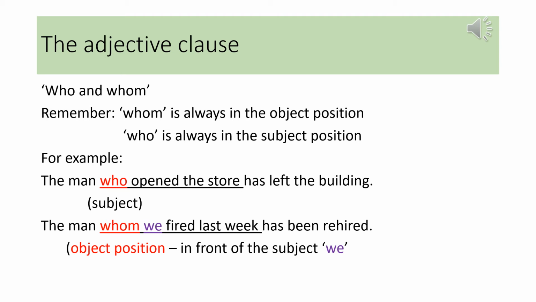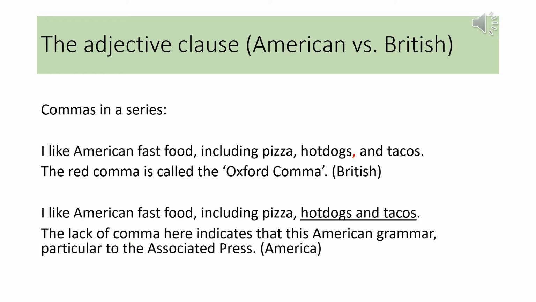Now, when you use whom, you always have a subject that follows whom, and that's what they mean by the object position. So here, the man whom we fired last week. Okay, that would be your adjective clause, but just remember that following whom, in most cases, you have a subject that follows. This is just another comment I'd like to make about the differences between American and British grammar. This deals with commas in a series.